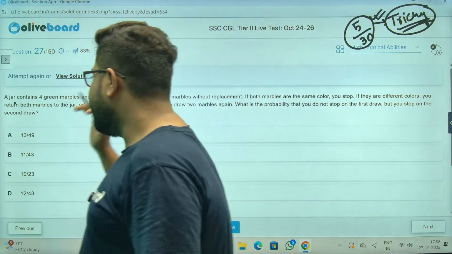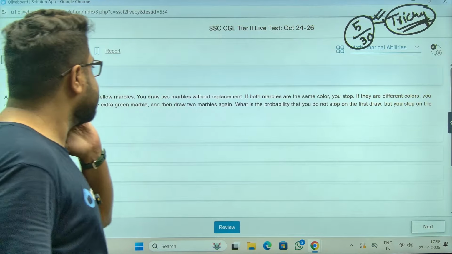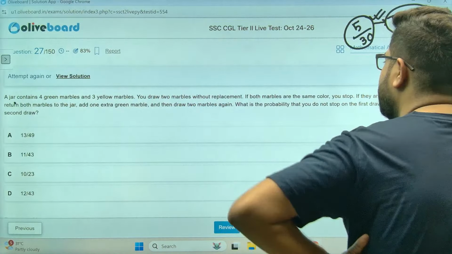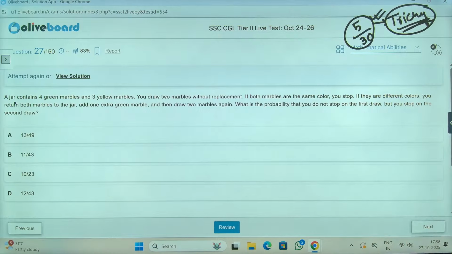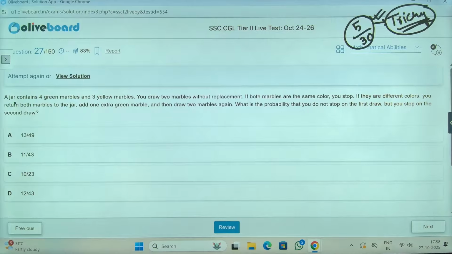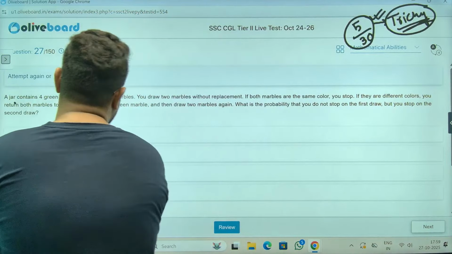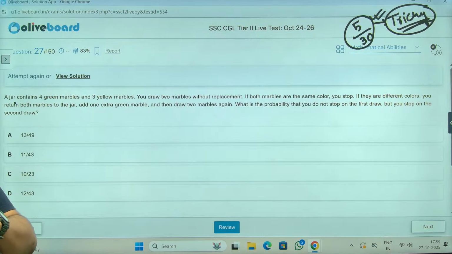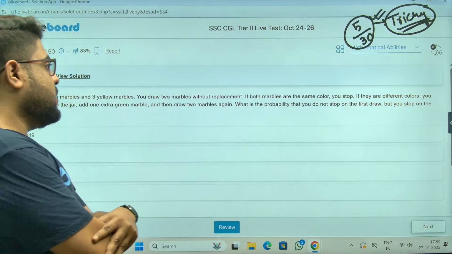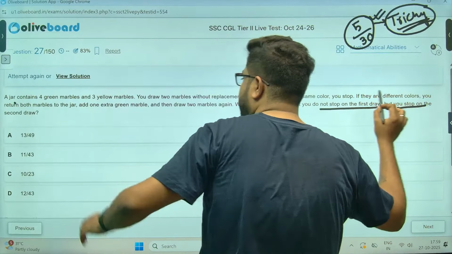Okay? Let's do. A jar contains 4 green marbles and 3 yellow marbles. You draw 2 marbles without replacement. If both marbles are the same color, you stop. Okay. Seems like a good question. If they are of different colors, you return both marbles to the jar, add 1 extra green marble, and then draw the marbles again. What is the probability that you do not stop on the first draw, but you stop on the second draw?